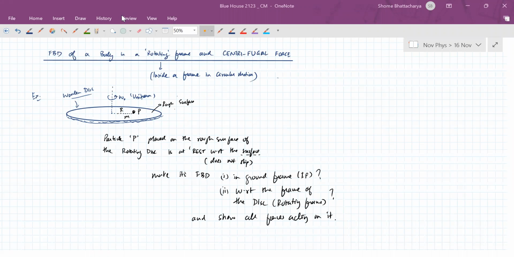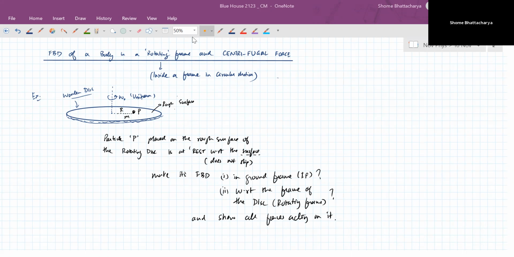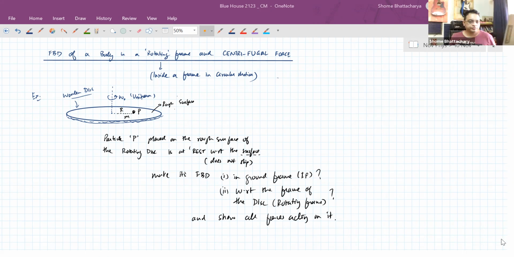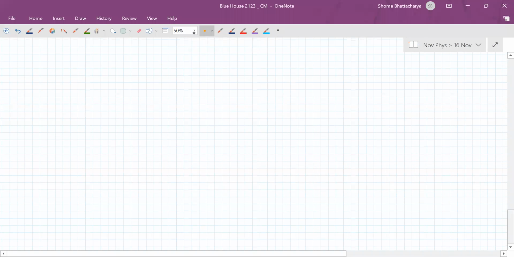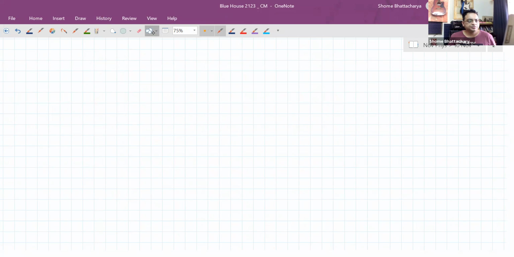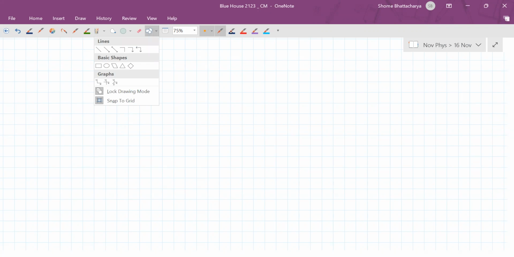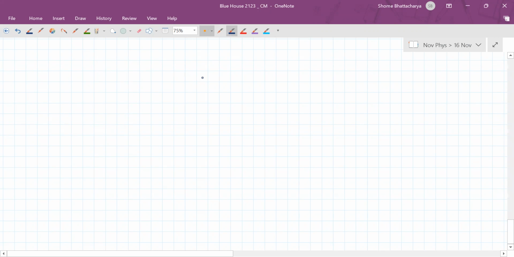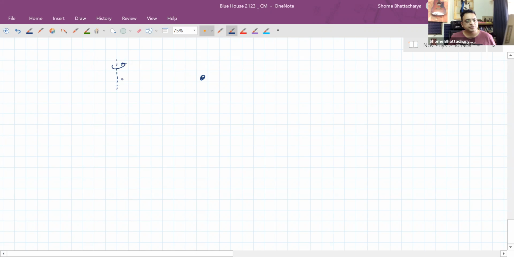So done. What are the forces which you are getting in the free body diagram? The weight, normal reaction, and friction. Very good. So this is the axis of which the rotation is happening.